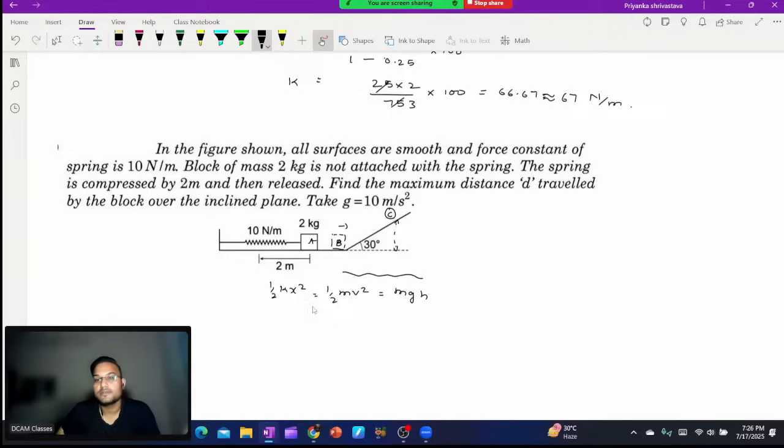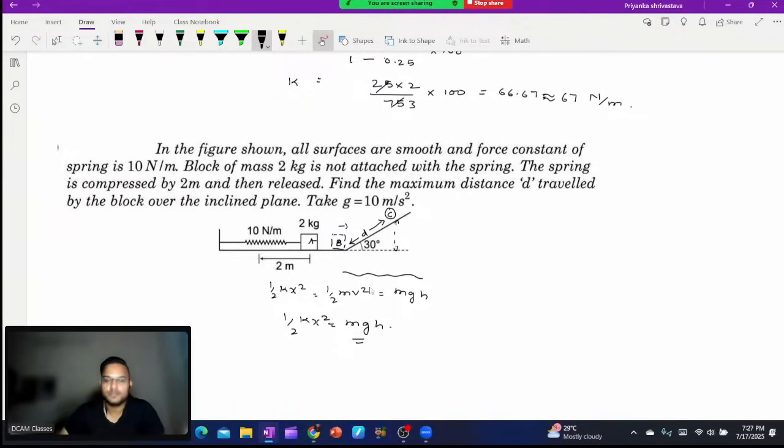Okay, I understood. I forgot to equate half mv square. So no, it's not needed. Half mv square is not needed. So half kx square equals mgh. Okay, sir. So I thought the maximum distance means the total range it covered. I thought they are asking about the distance after it was pushed, how much distance it traveled. Not the incline distance? Not that one. Then it will be 2 meters.